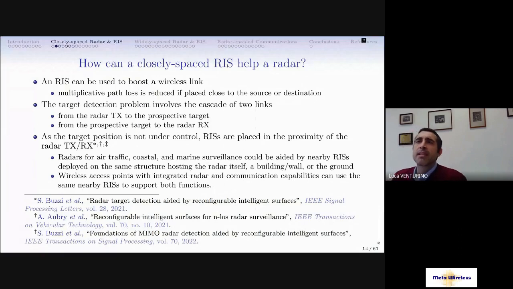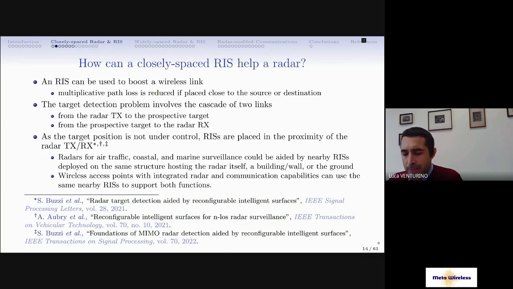So what we know is that an RIS can, in general, be used to boost a wireless link, where by wireless link, I mean a link from a given source to a given destination. We know that whenever we put an RIS in between a source and a destination, one of the major issues we have is that we get a multiplicative path loss, which means that we first have to compute the path loss from the source to the RIS, and then the path loss from the RIS to the destination, and finally we have to multiply together these two losses.